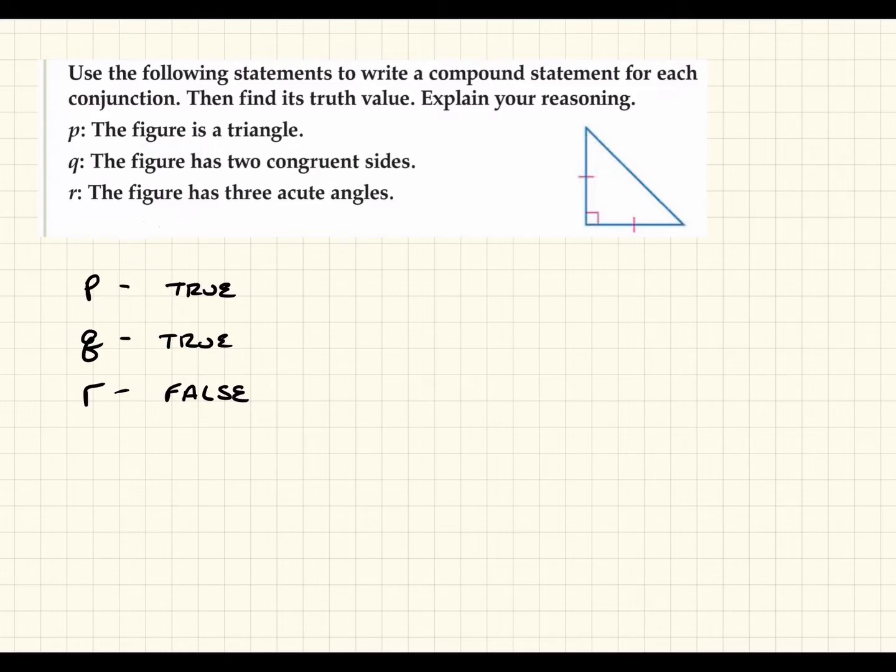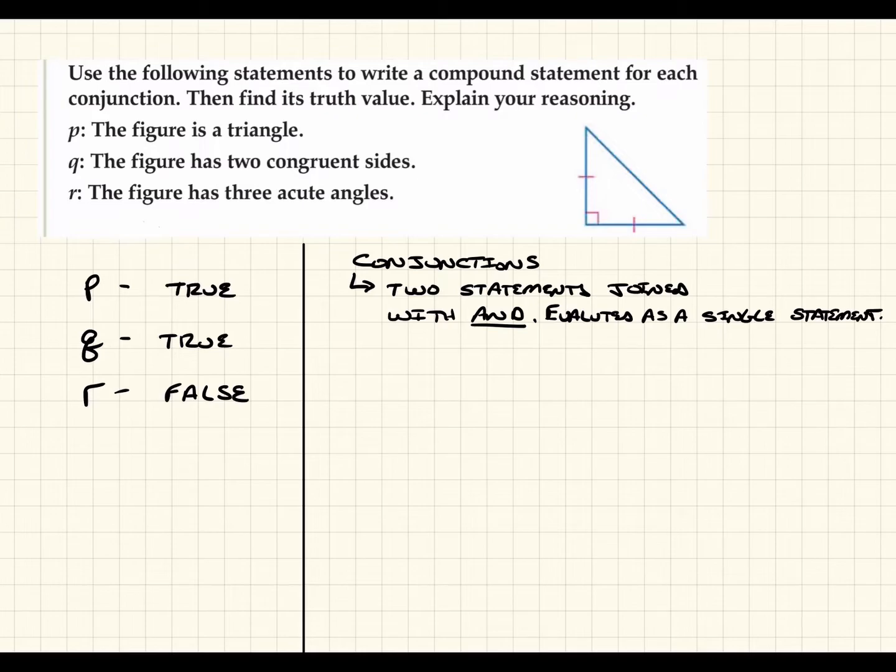Now, the next thing that we want to do is take a look at a concept called a conjunction. A conjunction is two statements that are joined together with an "and." So we make one statement out of two statements.